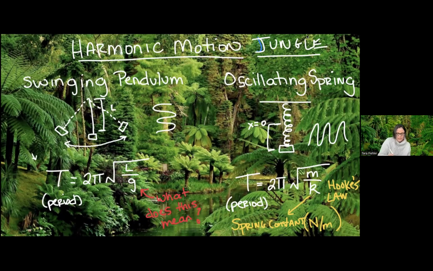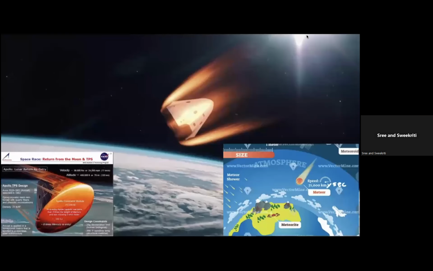L is going to be the length of the string. And then g, what's g? Gravity. Can we be more specific? Gravitational pull. 9.8 meters per second. All right, we got a number. What was the number? 9.8 meters per second. Okay, so what does that mean? 9.8 meters per second, or you could say force of gravity per second.